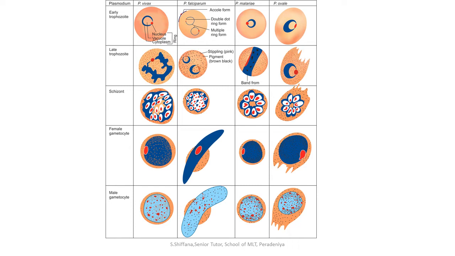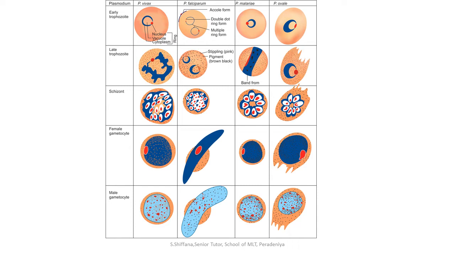Then the late trophozoite or normal trophozoite we cannot see normally. If it is a severe case only, we can see it. Then the next stage is the schizont. This also we normally cannot see in the falciparum species. In severe cases only we can see these stages. Then the gametocyte, male and female gametocyte.